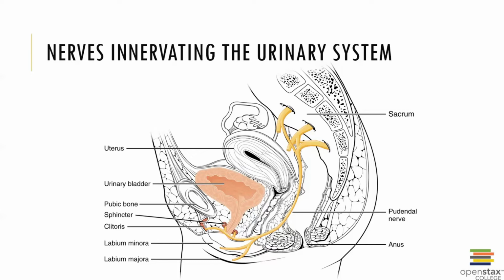So how much urine is typically produced by a healthy adult each day? Approximately 1,200 milliliters of urine.